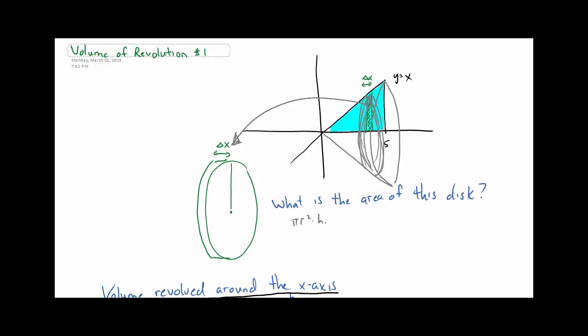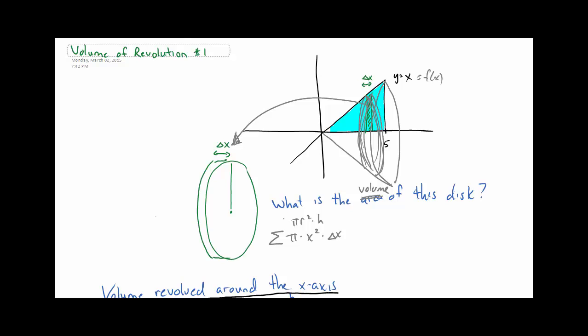And what's the radius here? Well, the radius here is x. That's our function value, f of x, and f of x is equal to x. So the volume of this disk would be pi times x squared times the height of the disk. If I call that height delta x, we have this. So what we're going to do is add up a whole bunch of these things from x equals 0 to x equals 5.